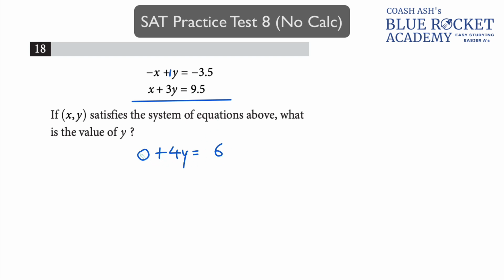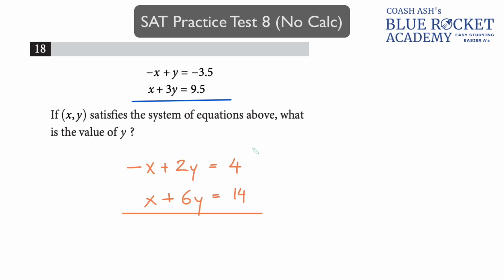And then you've got the 0, you got the x out. So really you've got 4y is equal to 6. And then you divide by 4, you get y is equal to 6 over 4, which gives you 3 over 2. And that's it. That's your answer. Super easy.